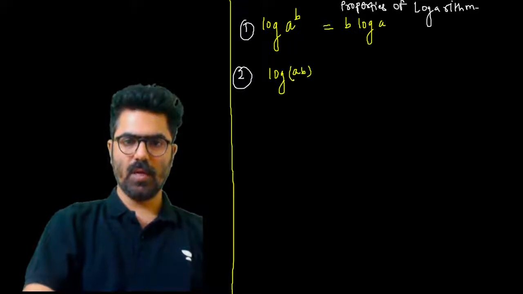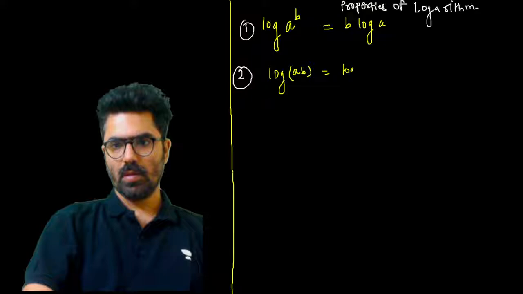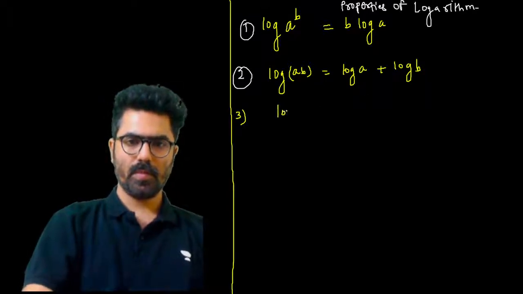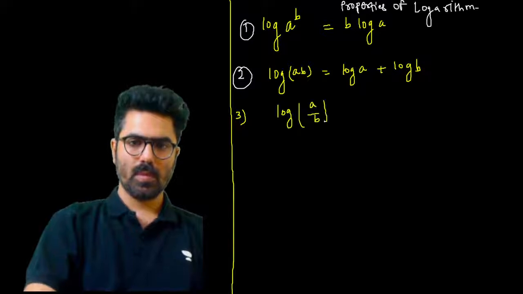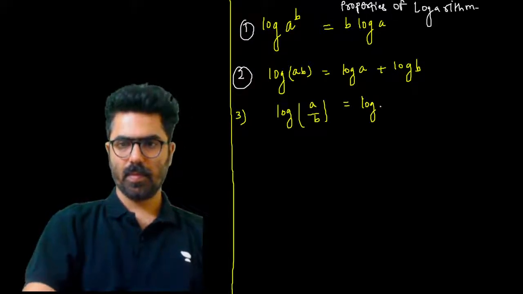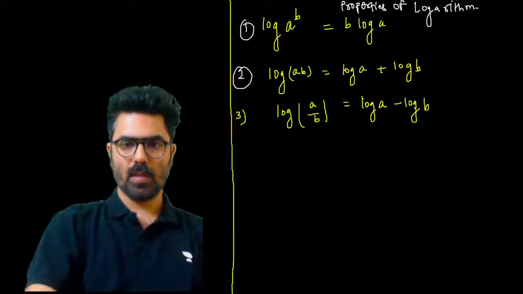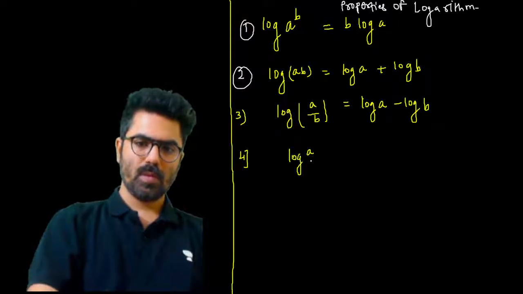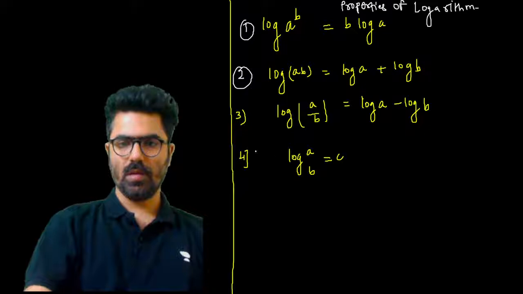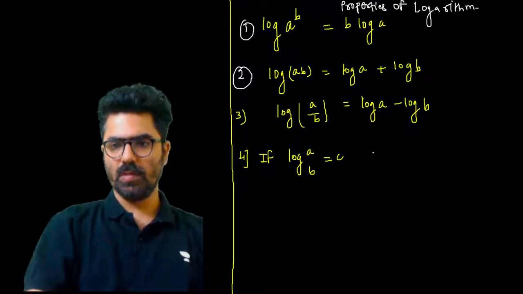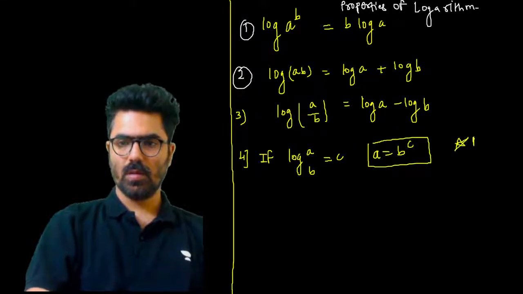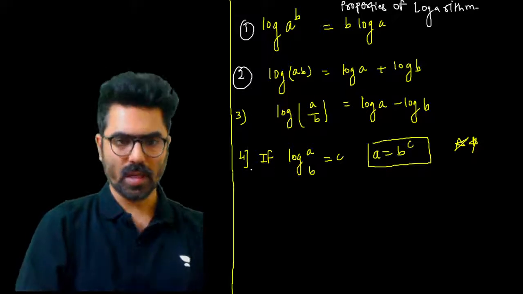Log of a into b, second property, is log a plus log b. Third property, log of a by b is log a minus log b. Fourth property: if log of a to the base b is c, then we can write a as b power c. This is an important one, a kind of anti-log property.